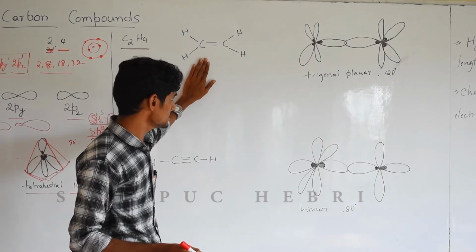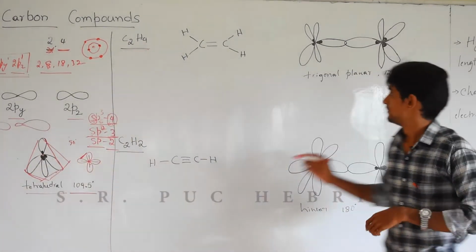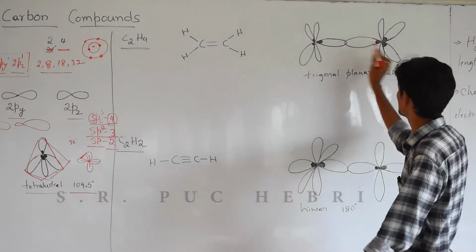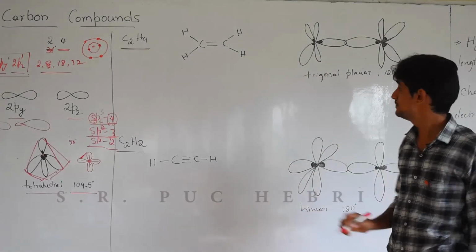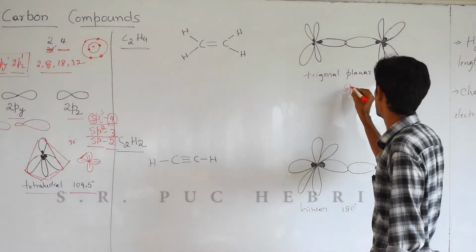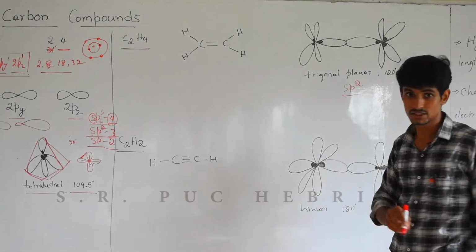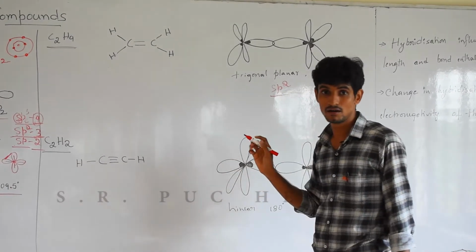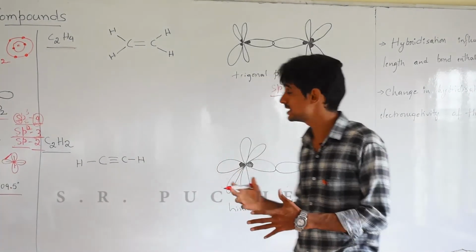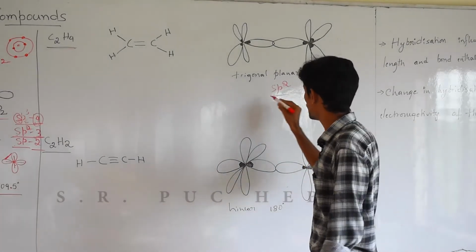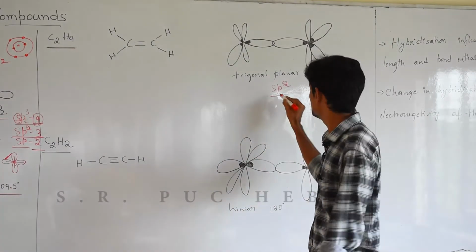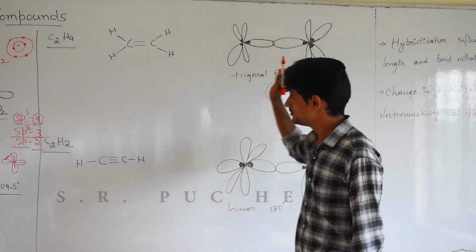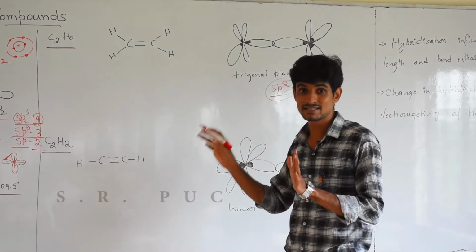Now in this case, both of these carbons will undergo sp2 hybridization. That means one s orbital and two p orbitals will mix with each other and form new orbitals called hybrid sp2 orbitals. Here one p orbital remains as such.